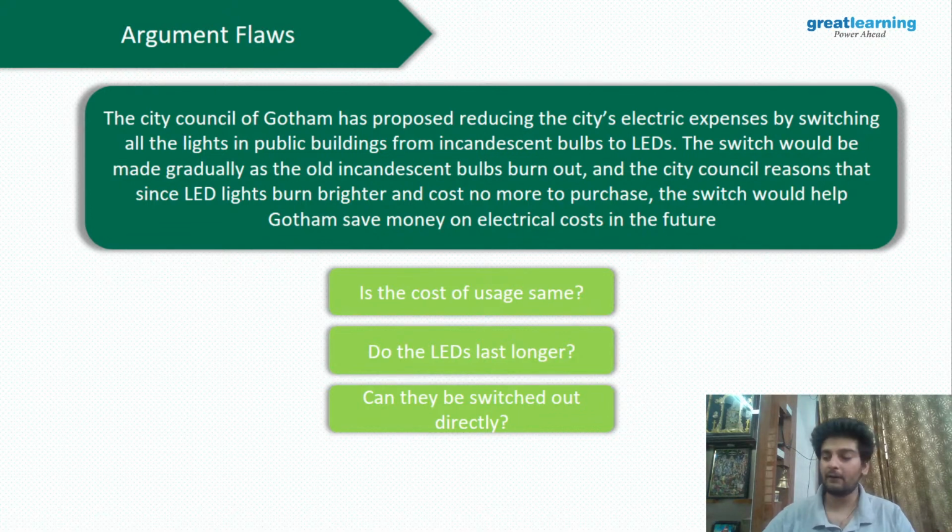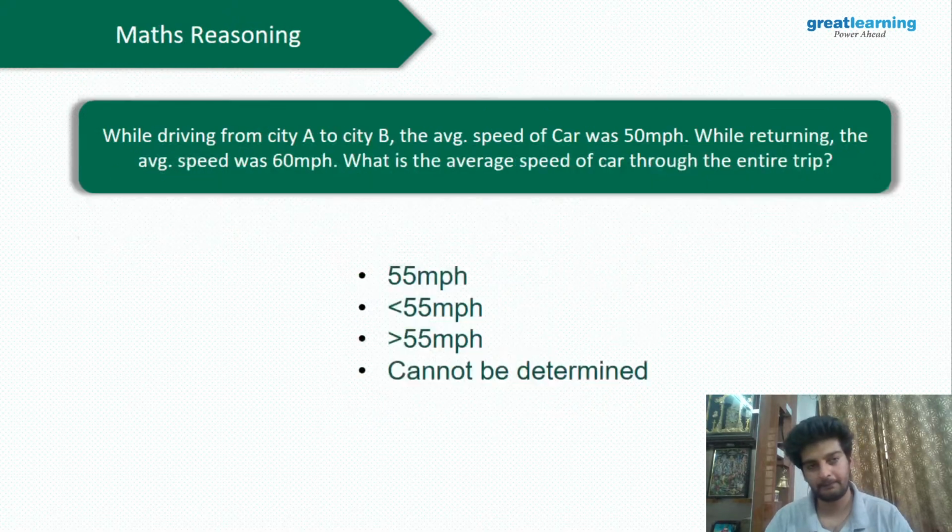So I believe you guys have got the gist of how to approach an argument and how to find out the flaws over here. So this is one of the types of logical reasoning which you'll find in most of the competitive exams. And that was logical reasoning where we had to go through an argument.